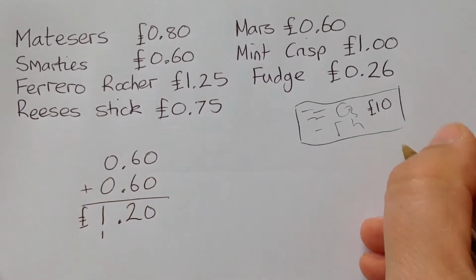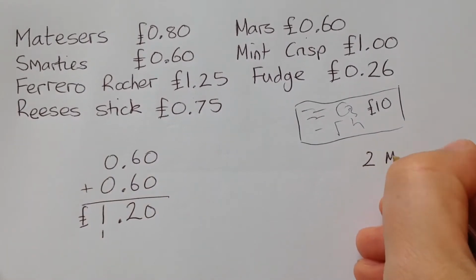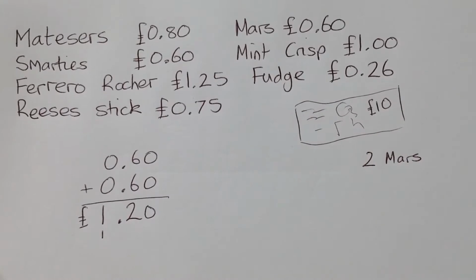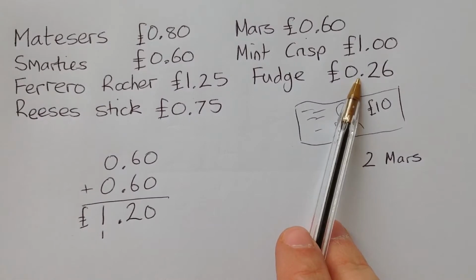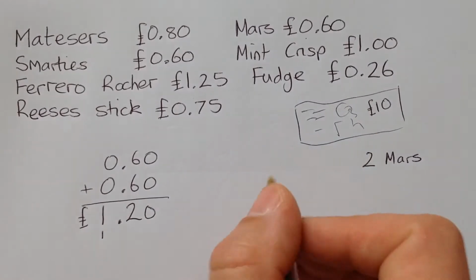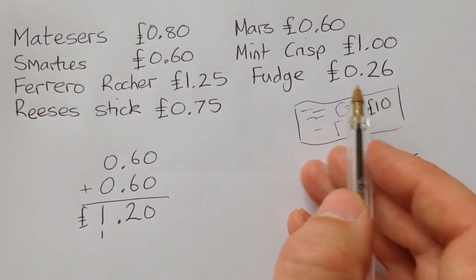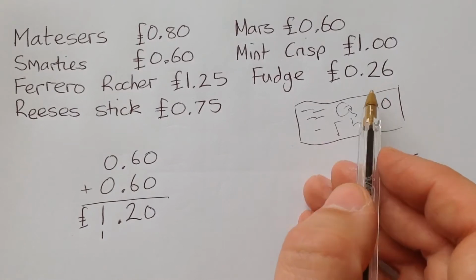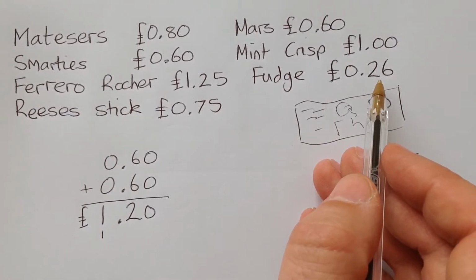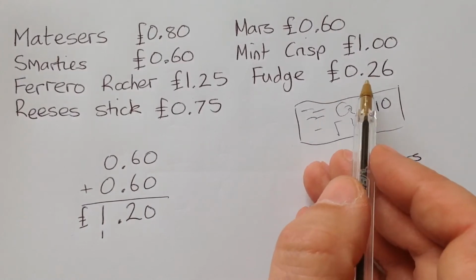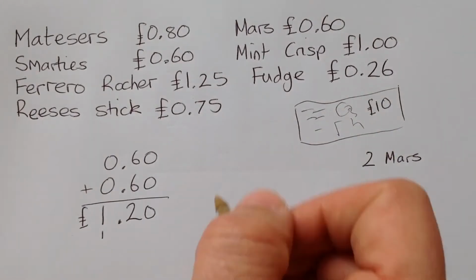Let's record what I've got. I've got 2 Mars bars, banked and ready, so they're mine. I'm still well under £10, so I'm going to keep going. Well, you know what? I absolutely love fudge. Always did as a kid, still love them now. So I'm thinking I could add some 26s up, but actually 26 is very close to 25p. 4 25p's are £1, so I think I'm going to do 4 of these.